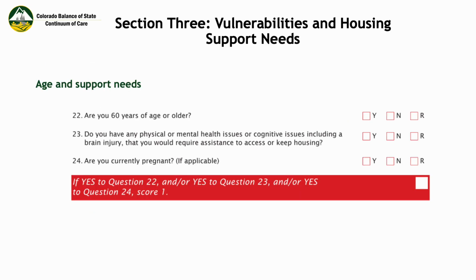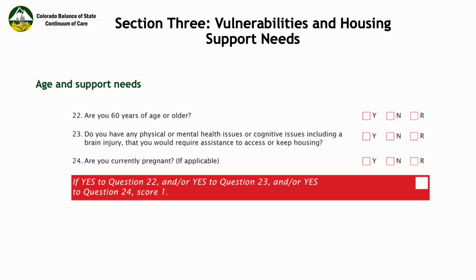Continuing on in Section 3, Vulnerabilities and Housing Support Needs. Questions 22, 23, and 24 look at age, support needs, and pregnancy. Question 22 states, are you 60 years of age or older? And you may recall earlier in the assessment we asked for the individual's date of birth. So if you know that they're over the age of 60, you could just verify that information and mark yes. Or if you know that they're under the age of 60, you could verify that information and mark no.